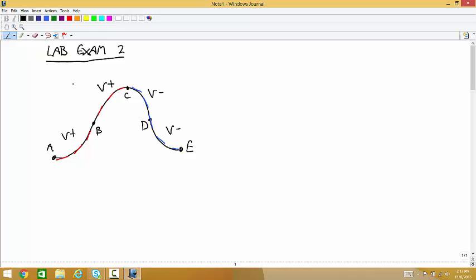Then to figure out whether you have positive or negative acceleration, that has to do with whether it's concave up, like a cup, or concave down, like a frown. From A to B, that's concave up. So that's a positive acceleration. From B to C, concave down. So negative. C to D, it's still concave down. And D to E, it's concave up again.